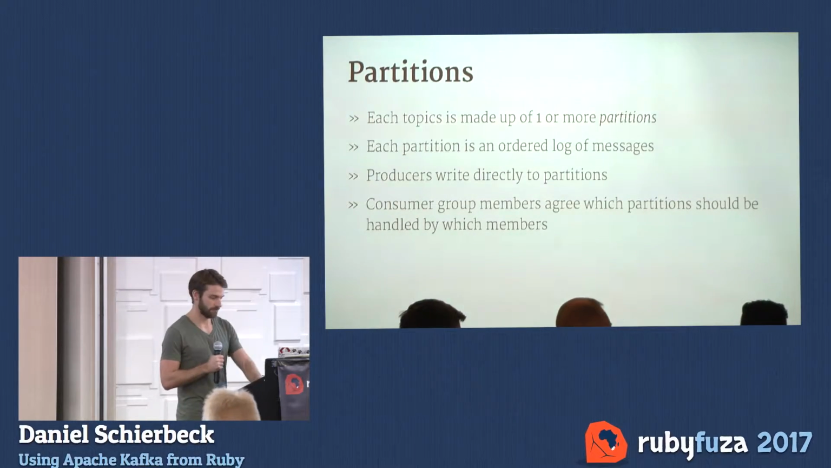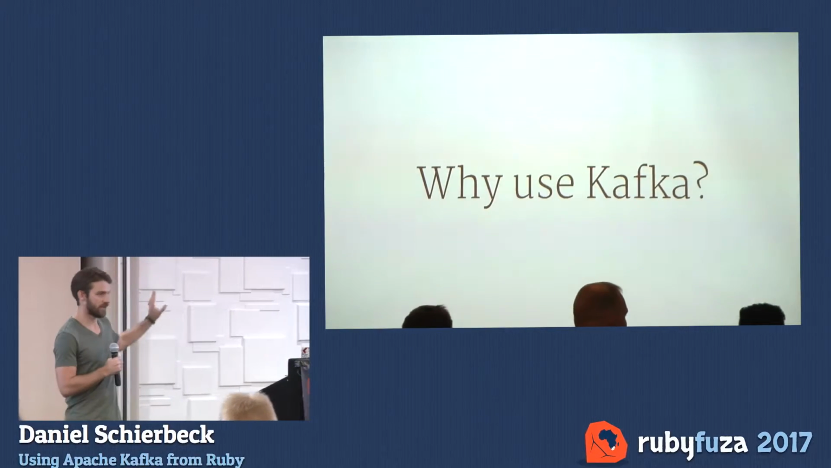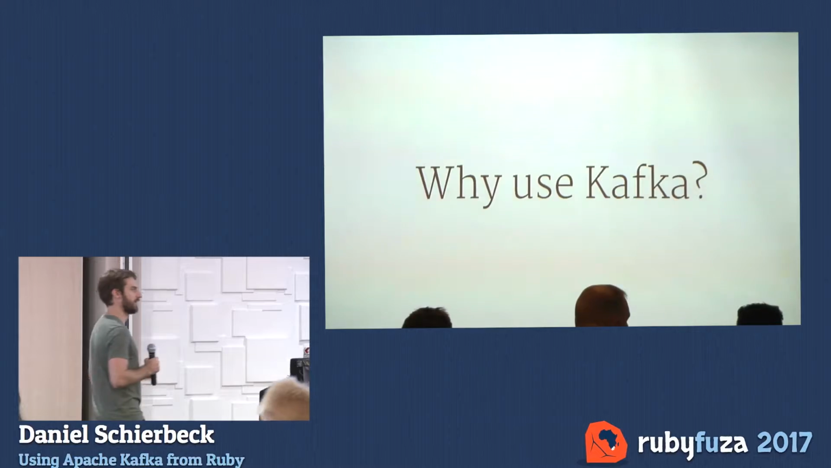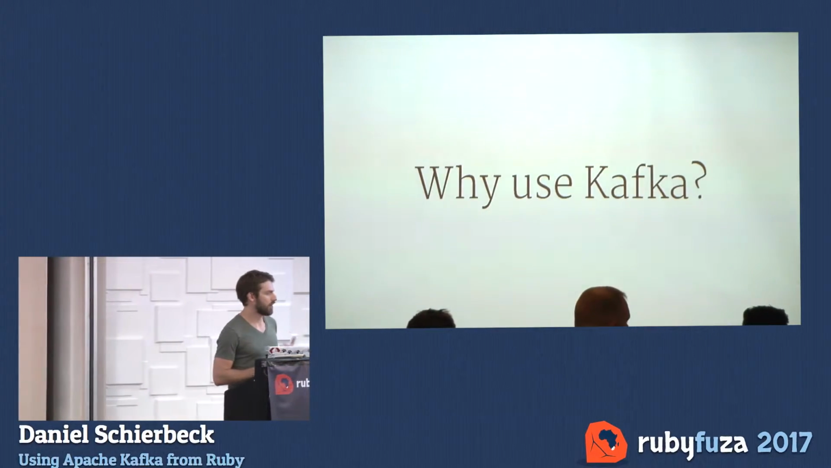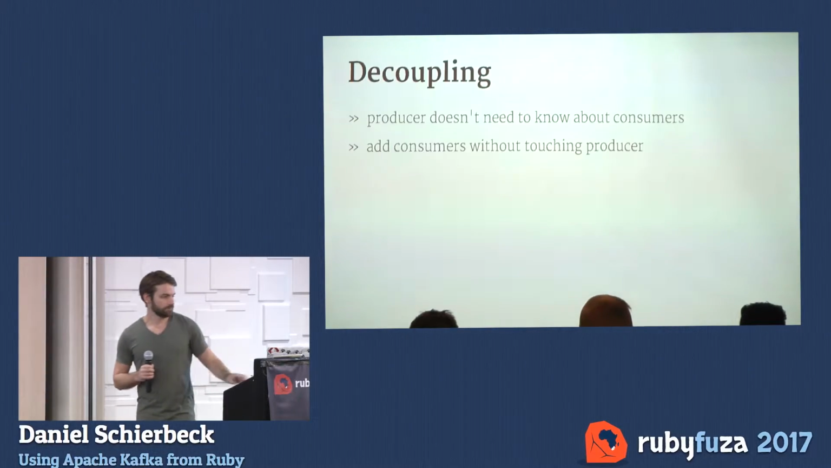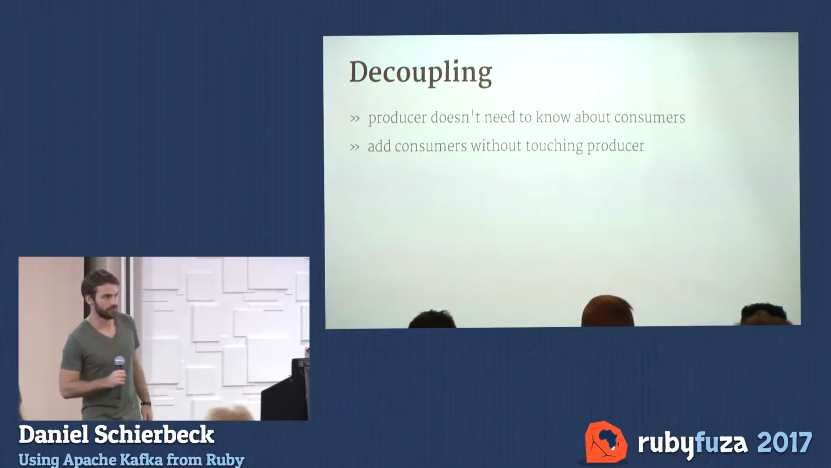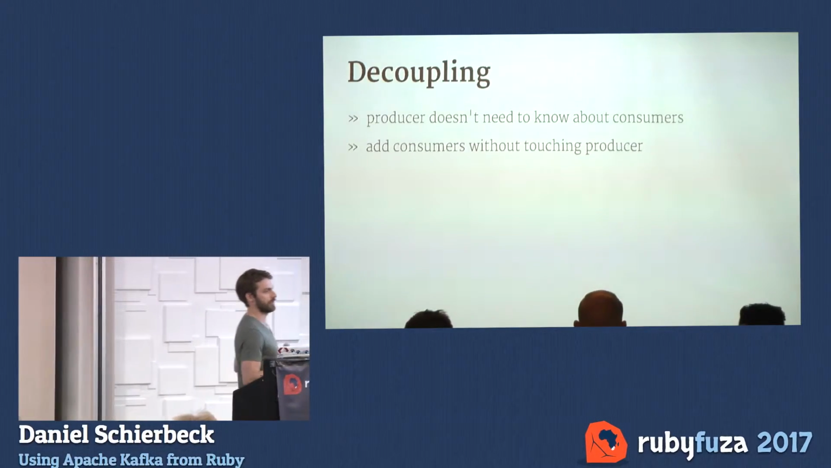OK. Next up is why you'd want to use Kafka. So Kafka's neat and all, and it can sustain massive throughput, which is one of the reasons why we chose it. But what problems does it solve for you? There are 3 main problems that it solves, I think. One is coupling between different components.